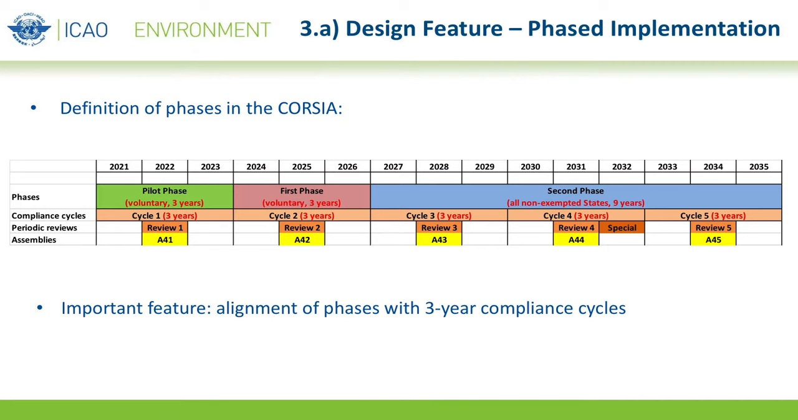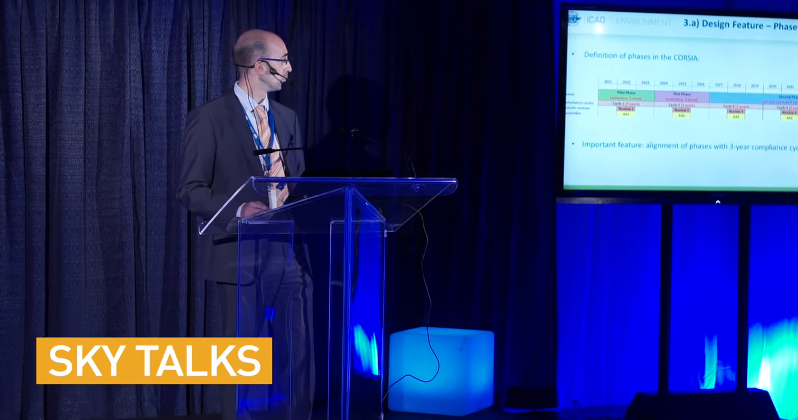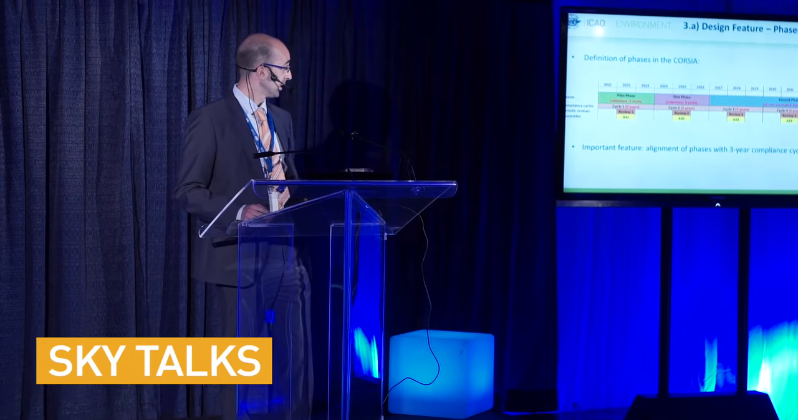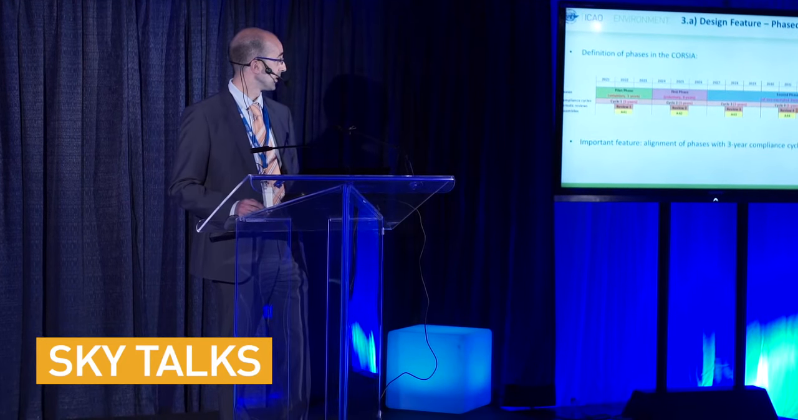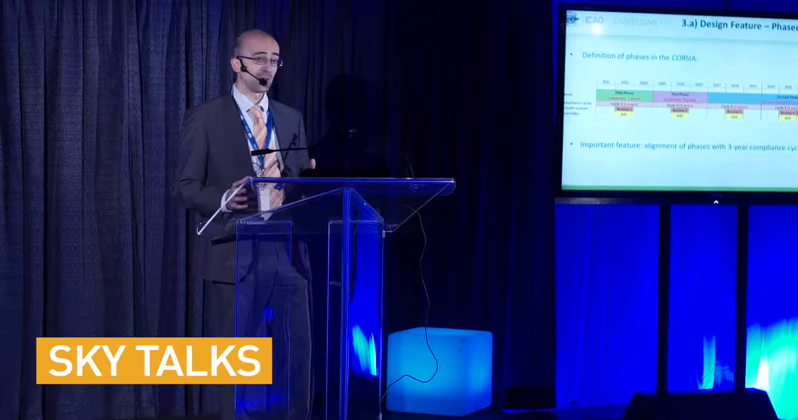So let's start with the first design feature, which is the phased implementation. The CORSIA is defined as a scheme that will be implemented throughout three phases. There is a pilot phase that is scheduled to run from 2021 to 2023, followed by a first phase also with a duration of 3 years, therefore from 2024 to 2026, and then a second phase that will run from 2027 to 2035.